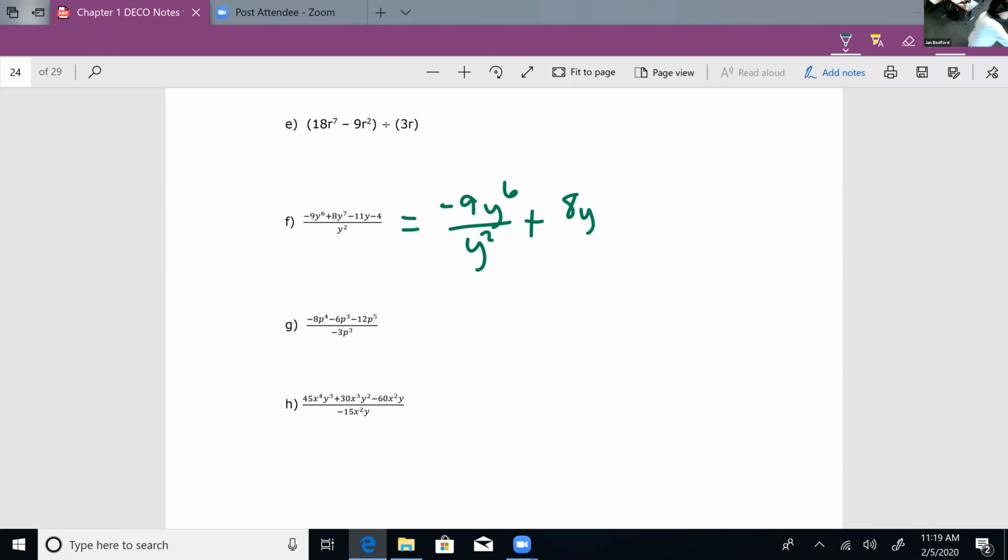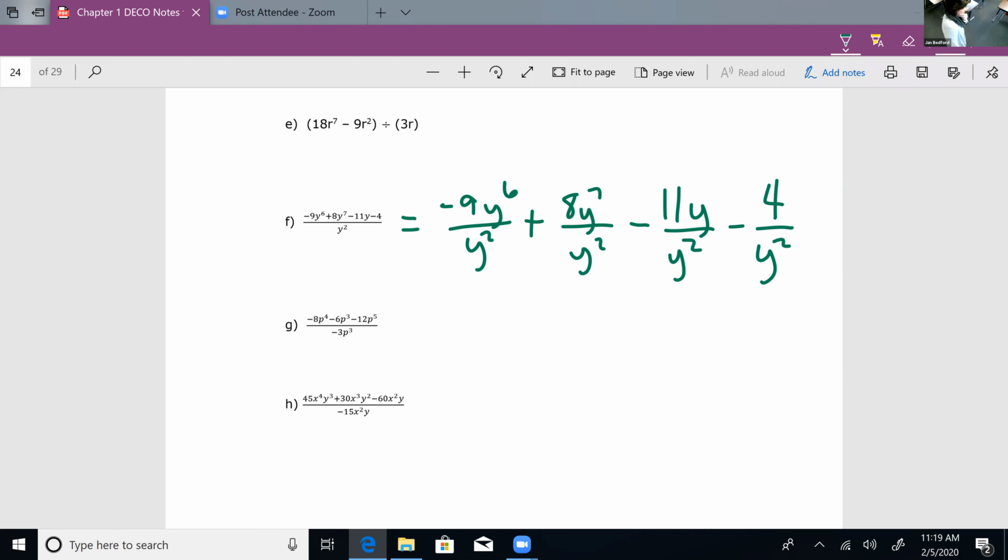8y to the 7th over y squared. Then I'm going to put my minus sign. And then what goes on top? 11y over y squared. And then I have another minus sign. And what goes on top? 4 over y squared. Okay.